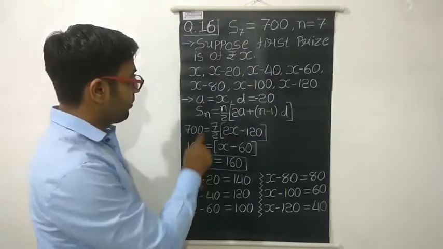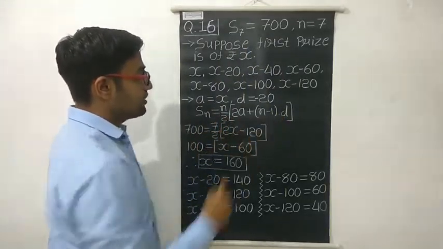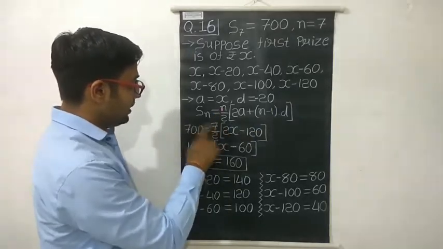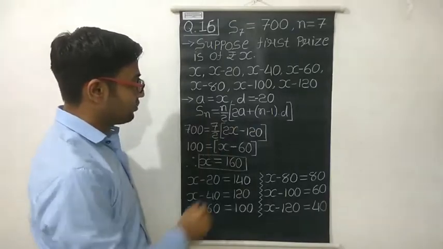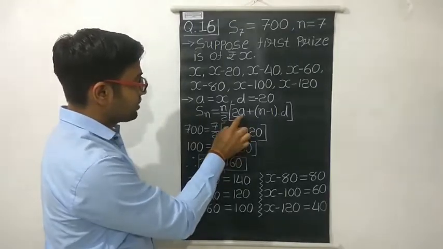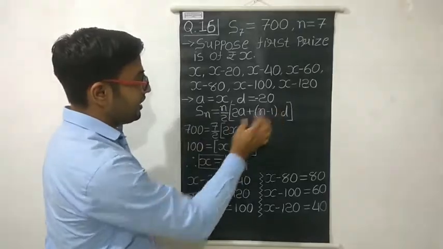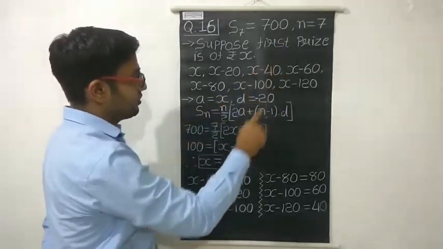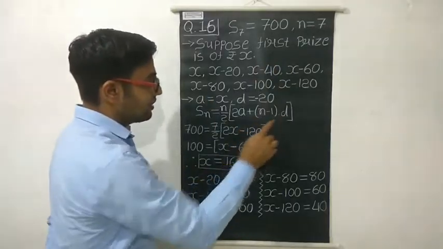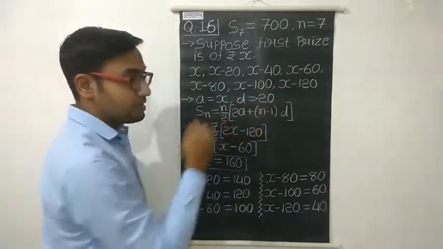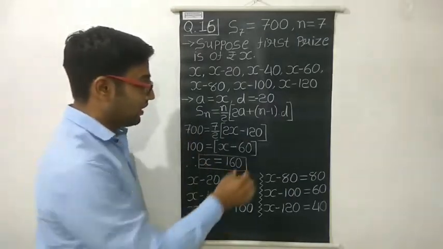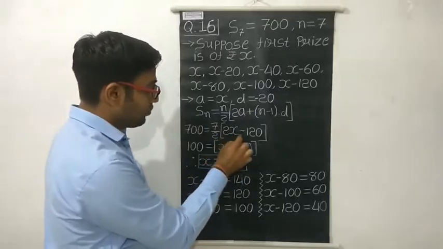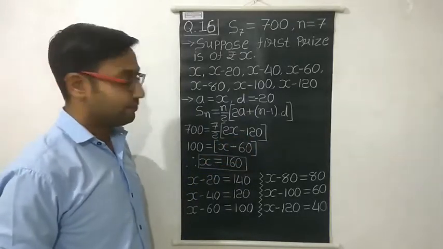So we can use the formula Sn is equal to n by 2 into 2a plus n minus 1 into d. Sn is equal to 700, n is equal to 7. So here we will get 7 by 2, 2a is equal to 2x because a is x. Here n minus 1, n is 7, so 7 minus 1 is 6, and 6 into d, where d is minus 20. 6 twos are 120, but with a minus because d is minus. So here we will get 2x minus 120.